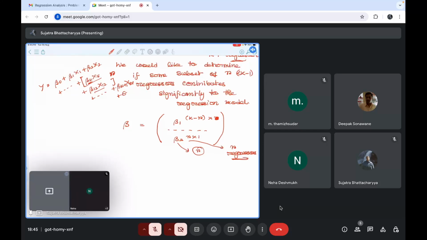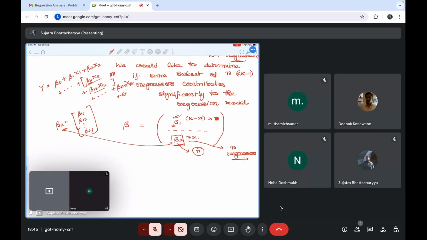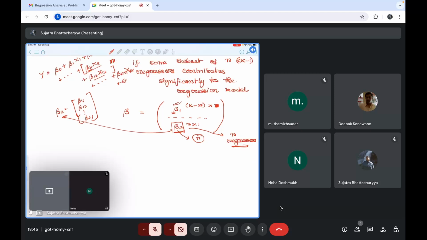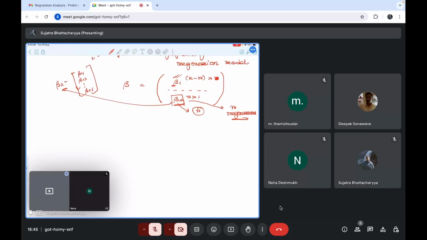Okay, this is written here as beta 2. Beta 2, which I have written here, consists of beta 1 1, beta 1 2. This is one of the examples I am giving. Suppose beta 2 1 up to beta 2 r. And except for beta 2, whatever betas remain will come in beta 1. So this is what we try to talk about here.